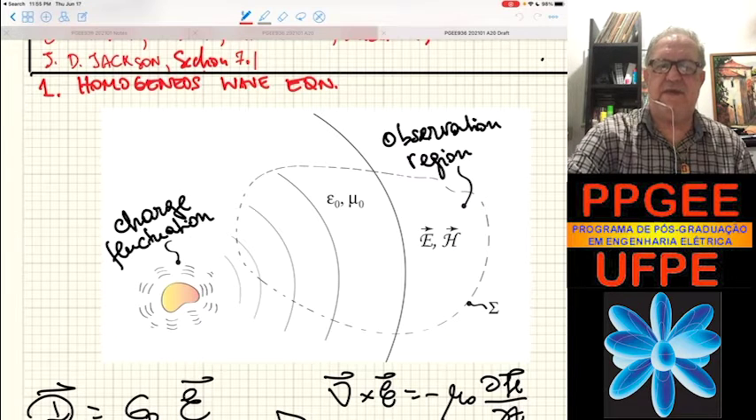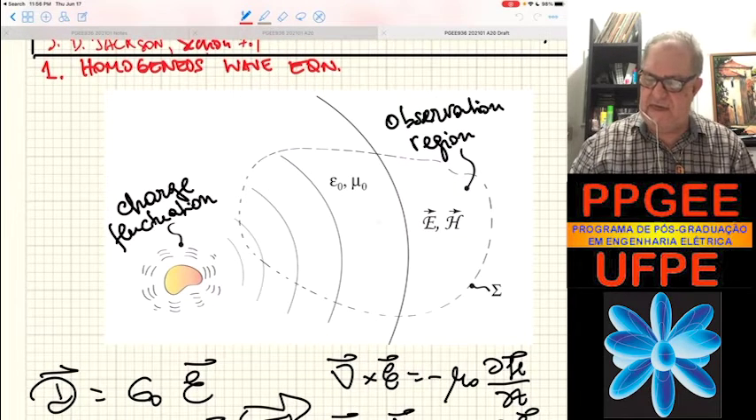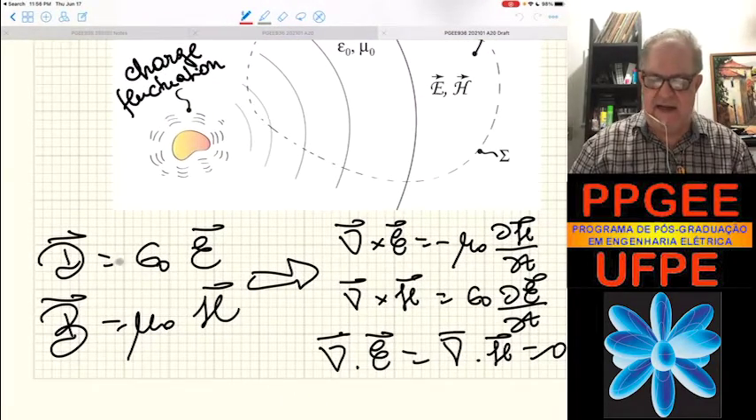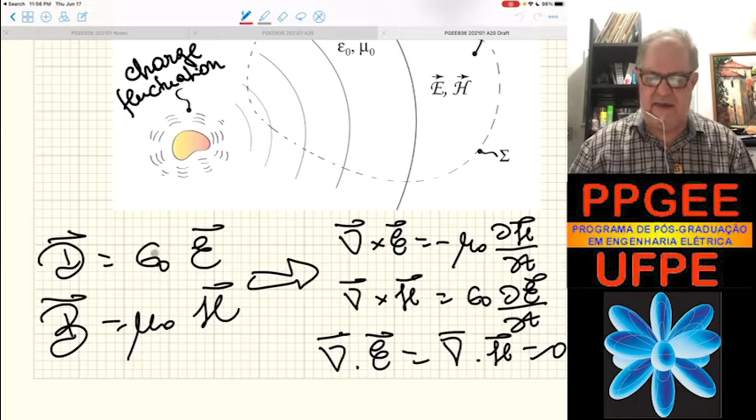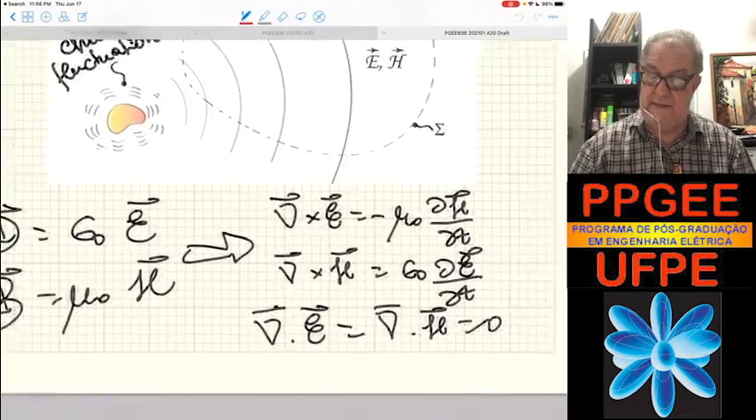So then we have this situation. So what do we have? We have fields E and H. They are going to be the only variables because the electric flux density is a copy of E, through this constant, the permittivity of vacuum. And B is a copy of H through the vacuum permeability.